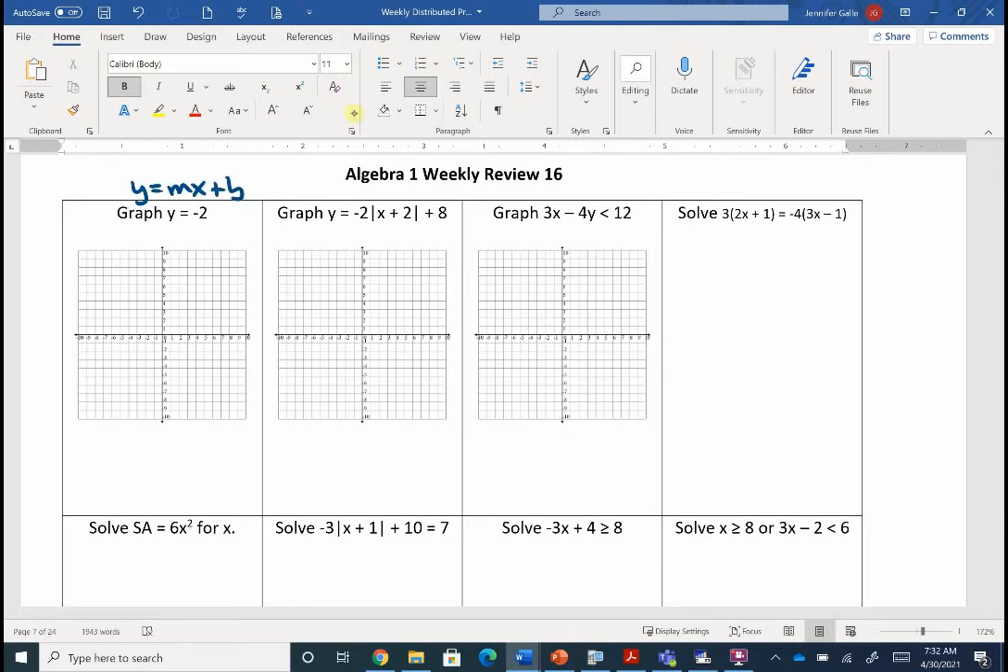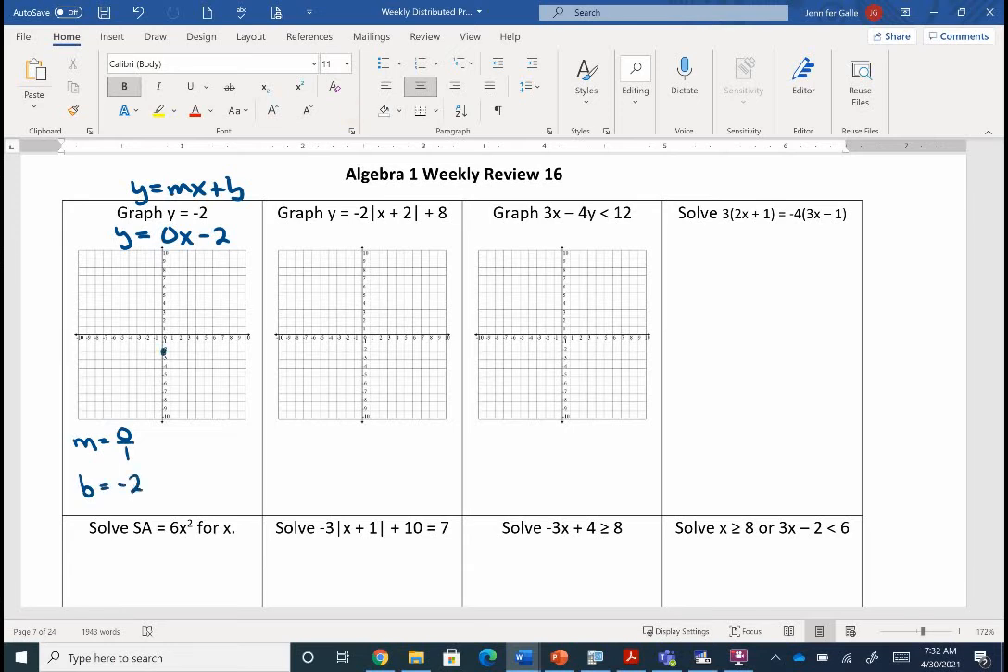The x piece is missing, so whenever we've had a term missing, we've been able to put a 0 in its place. The m is our slope. Our slope would be 0. I can make it into a fraction to see my rise and my run. My b is by itself. It's my y-intercept of -2.